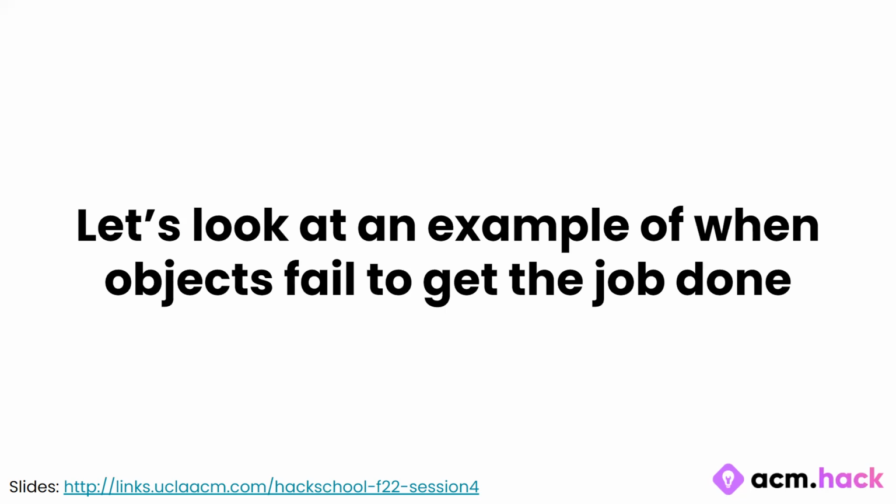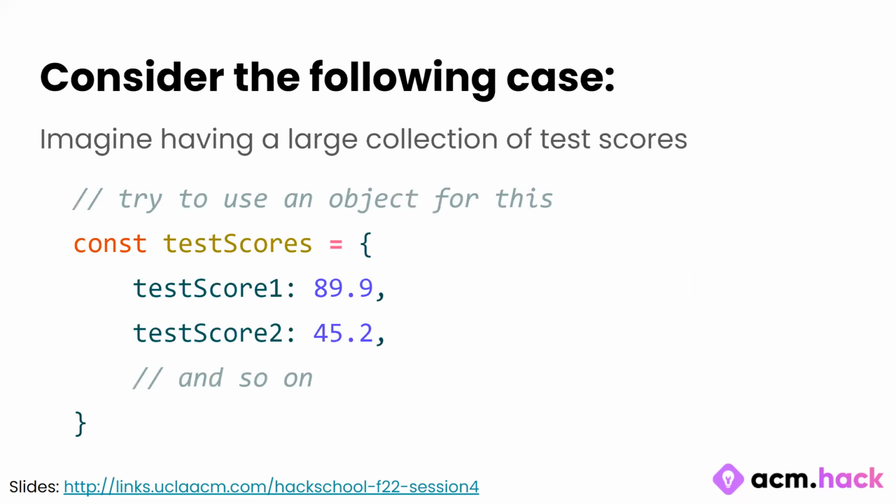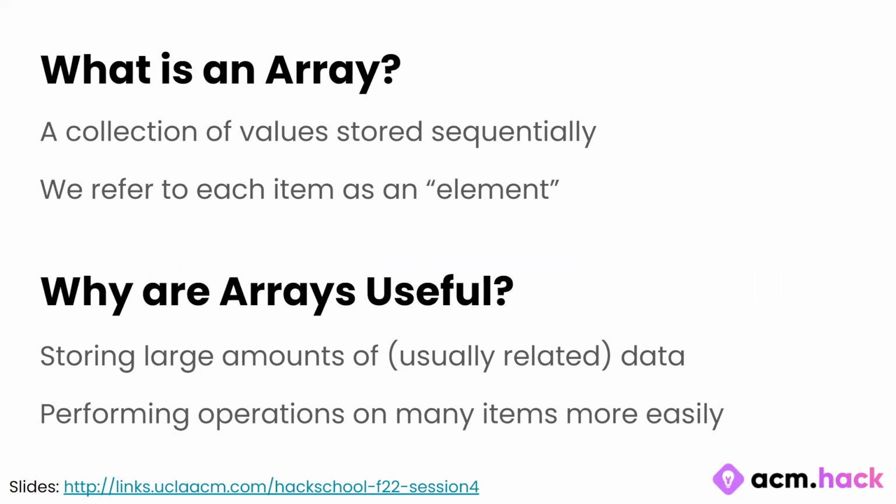Let's look at an example of when objects fail to get the job done. Imagine I have a large collection of test scores and I want to store them in some sort of data structure. The only thing we've learned is objects, so I would try to store them in an object, probably something like test score 1, the first test score, test score 2, the second, and so on. But this is kind of redundant. It's got a lot of repeated information. I don't need to know that this is test score 1 because I know it's already a collection of test scores. So arrays are how we solve the problem.